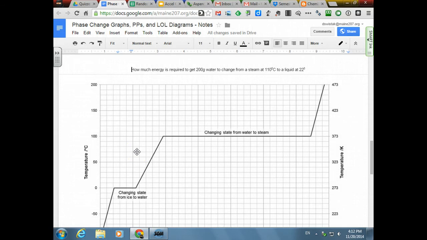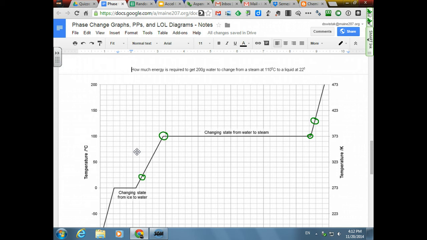Tonight I asked you guys to tell me how much energy is required to get 200 grams of water to change from a steam at 110 to a liquid at 22 degrees Celsius. Now it would be nice if this was just one nice trend, but the truth is that to get from 110, which is about over there, to 22, which is about over here, we not just have one trend. We have to first get those steam particles down to a level right here that they could actually turn into water, and then over here we have to get all of them to become water, so we have to get them all really close together, and then from here to here.